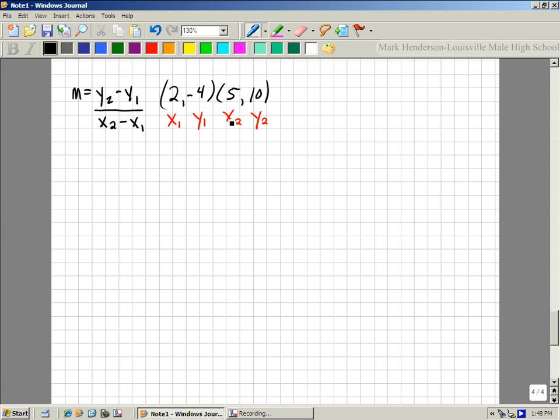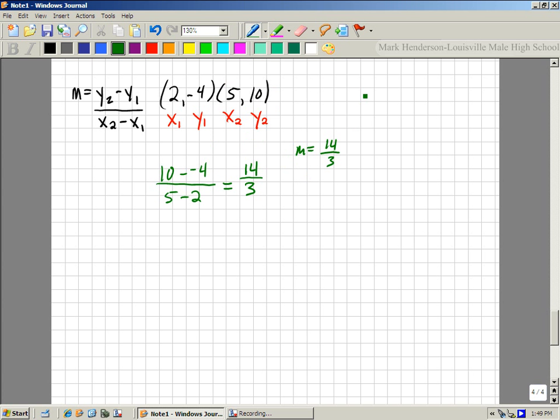Okay. So let's work this out. Let's find the slope between these 2 points. So 10 minus negative 4 divided by 5 minus 2. All right, so how much is 10 minus negative 4? 14. Very good. It is 14. I'm going to guess that the people who don't remember how to do it were just quiet so they didn't embarrass themselves. So 5 minus 2 is 3. So the slope of the line between these 2 points is 14 over 3.